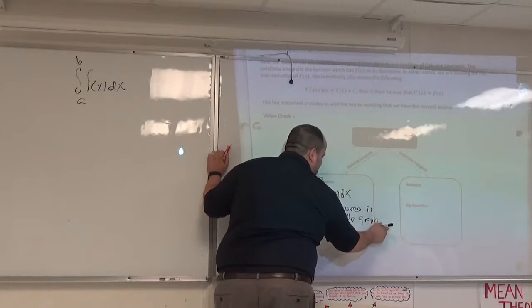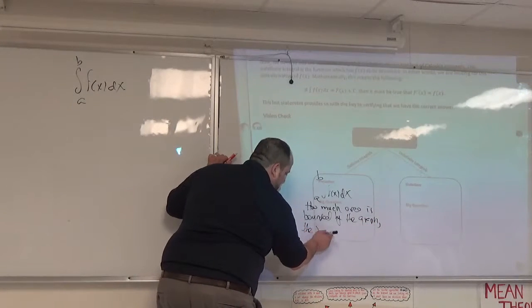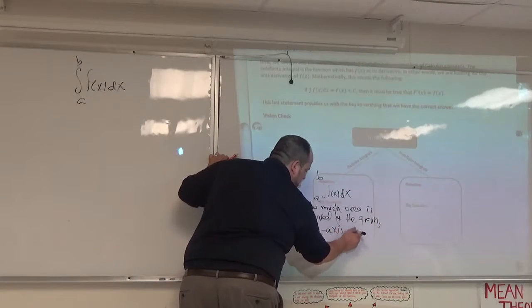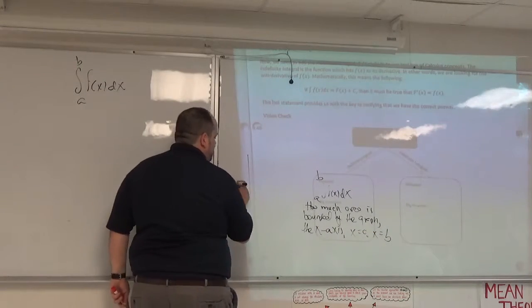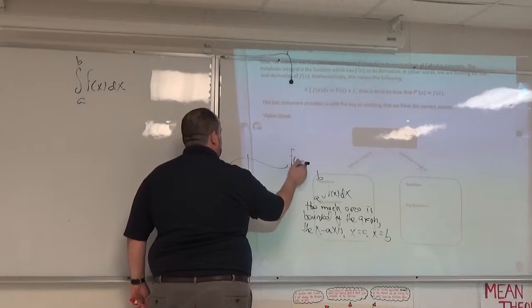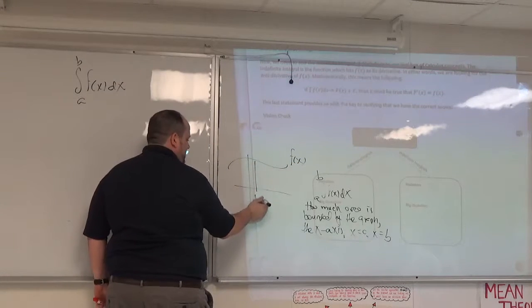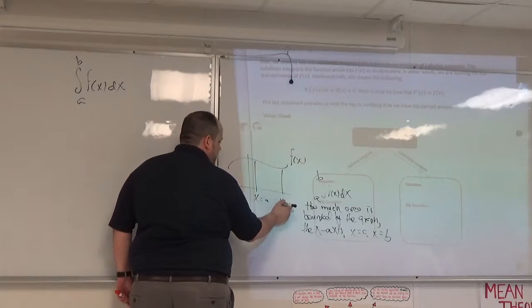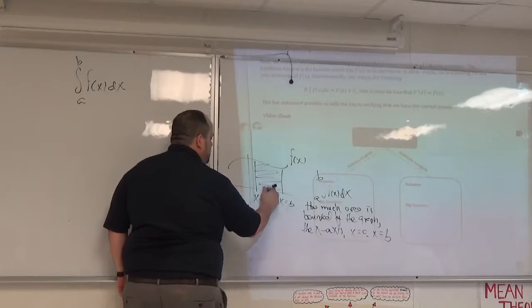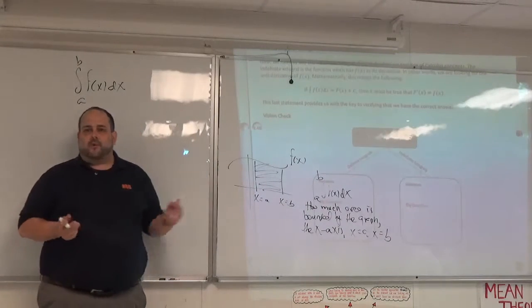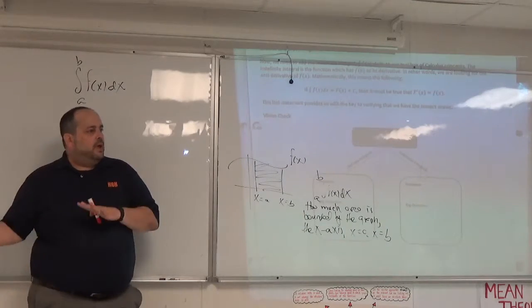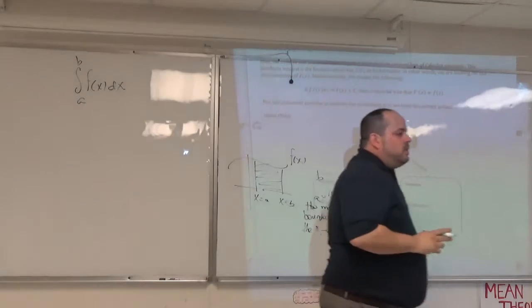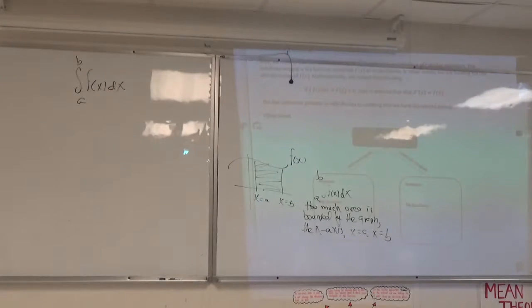Okay, so bounded by the graph, the x-axis, x equals A, and x equals B, and maybe on the side here you've got some little picture. You're like, here's my function, here's x equals A, here's x equals B. That's the area that I'm looking for. This is what a definite integral means. Everybody okay? We're going to switch gears now. We're going to switch gears into something called the indefinite integral.